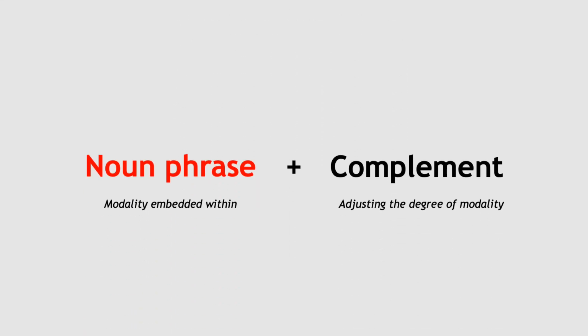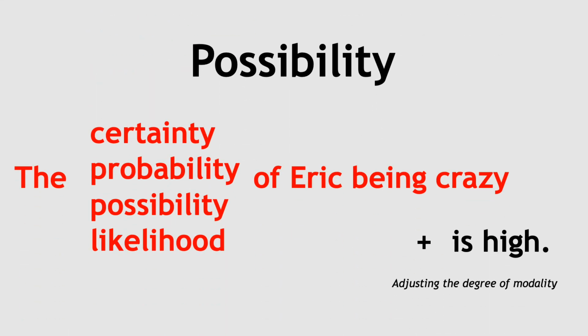For example, we can use a noun phrase and then we complete the sentence with a complement. So the complement will be used to adjust the degree of modality. For example, for possibility, we can say the certainty, the probability, possibility, or likelihood of Erik being crazy is high.